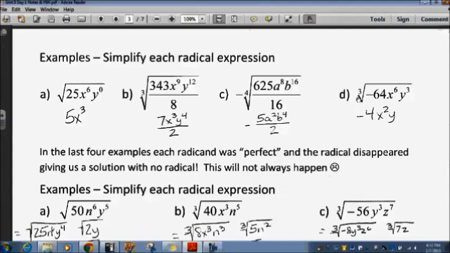Let's go to D. The cubed root of negative 64, x to the 6th y cubed. Well, the cubed root of negative 64 is negative 4. The cubed root of x to the 6th is x squared. The cubed root of y cubed is just y.